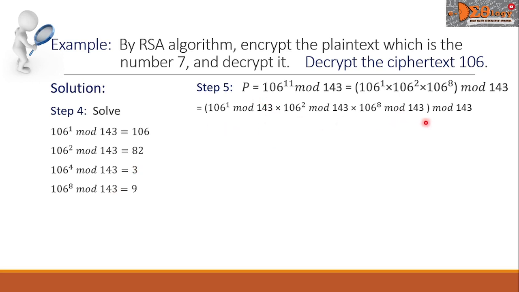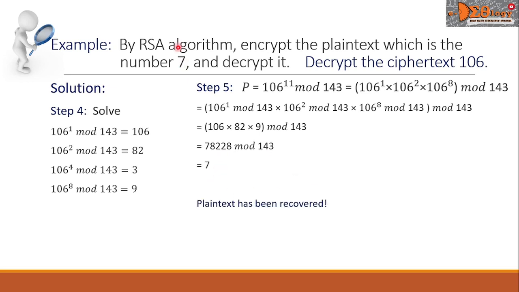So the corresponding modulus are simplified into like this. 106 times 82 times 9. Then this mod 143. We can simplify by getting the product. It will be 78,228, then mod 143. We can simplify this, and the value is 7. We can see that this number 7, or the plain text, has been recovered. This is the final answer.